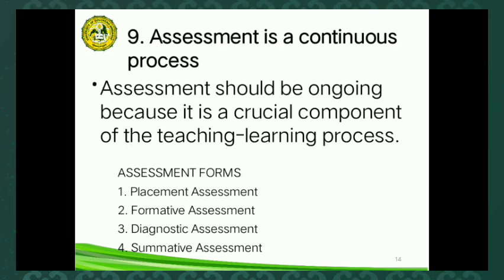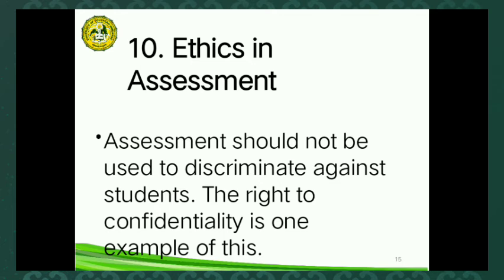Number 9 is assessment is a continuous process. Assessment should be ongoing because it's a crucial component of the teaching learning process. So assessment informs, number 1 is placement assessment. These are the assessment forms in the continuous process: placement assessment, formative assessment, diagnostic assessment, and summative assessment. Number 10 is ethics and assessment. Assessment should not be used to discriminate against students. The right to confidentiality is one example of this.